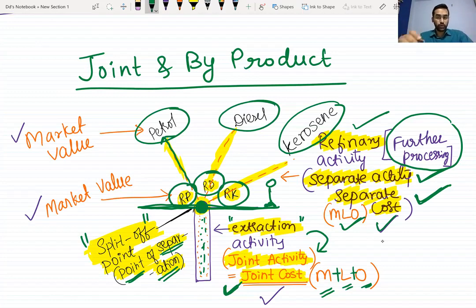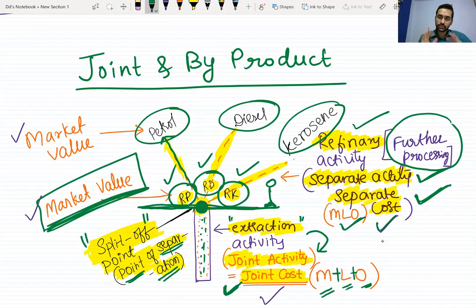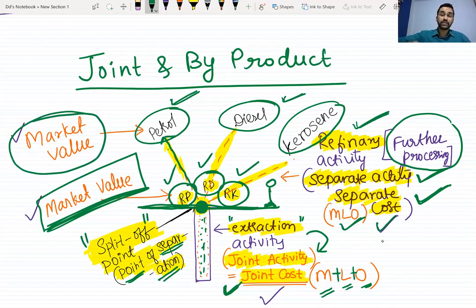No. You please follow whatever I'm highlighting. Nobody can stop you from selling raw petrol, raw diesel, raw kerosene, which means there is some market value for your products at split off point. Also, once you do refining, finally you're going to sell petrol, diesel, and kerosene. That means there is some market value after further processing. These many things are to be understood. Then only we can solve problems.